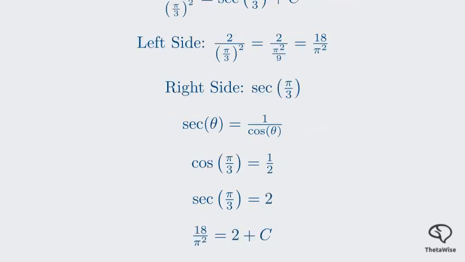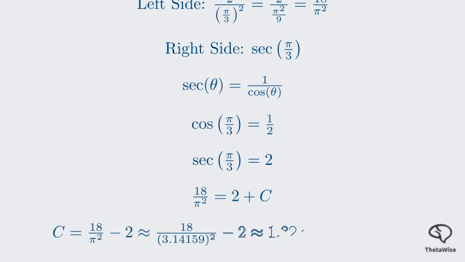Now we substitute these values back into our equation. We have 18 over pi squared equals 2 plus c. To solve for c, we simply subtract 2 from both sides. c equals 18 over pi squared minus 2. Calculating this value gives us approximately negative 0.176. The memo provides the exact same value.